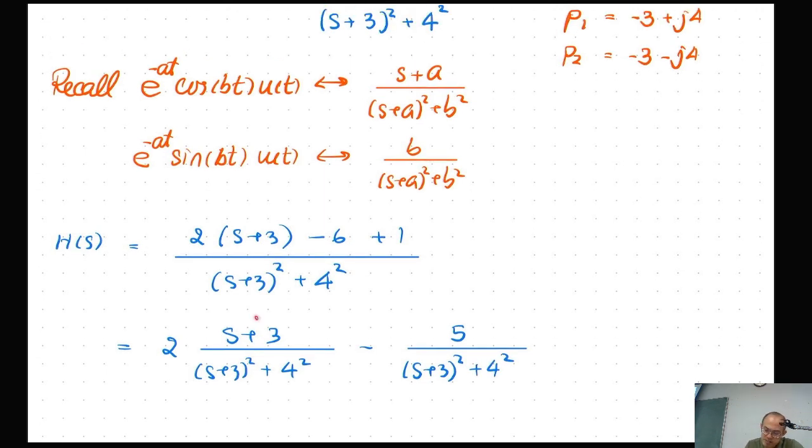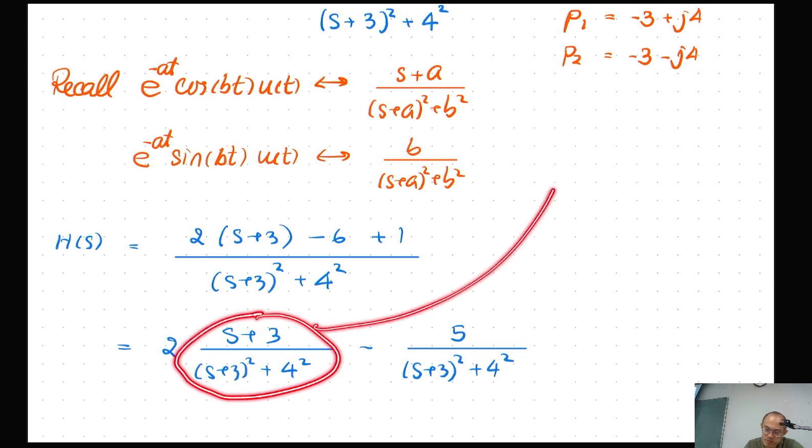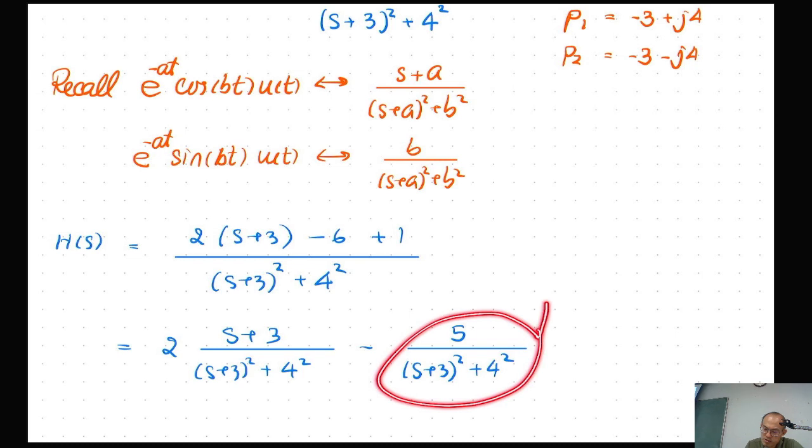Now the first term is ready. Okay, the first term is in this form already, so it is ready to take the inverse Laplace transform, right? Now what about the second term? For the second term, you have to look at the other form here. But it is not ready yet, right? Because this number b squared has to be the same as this number b. But here, this is 4, but this is 5. So we have to do something about it.